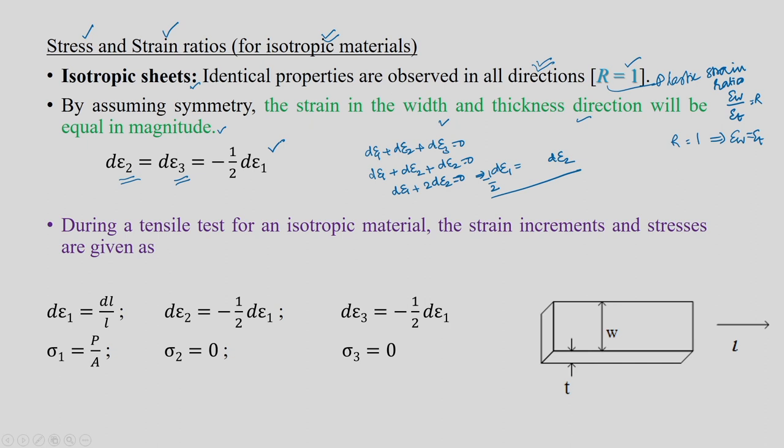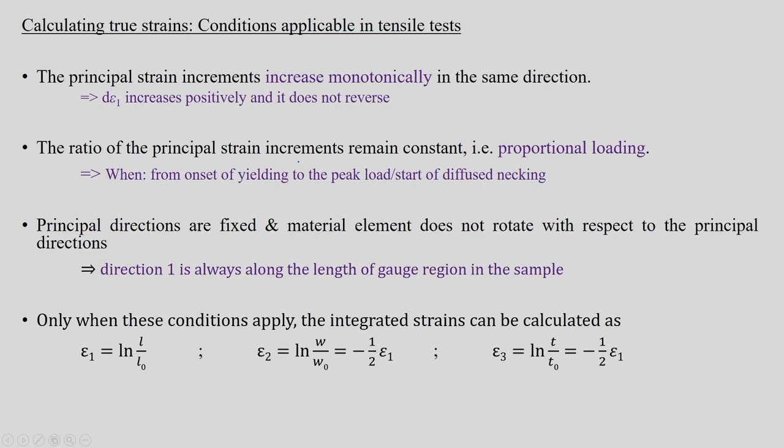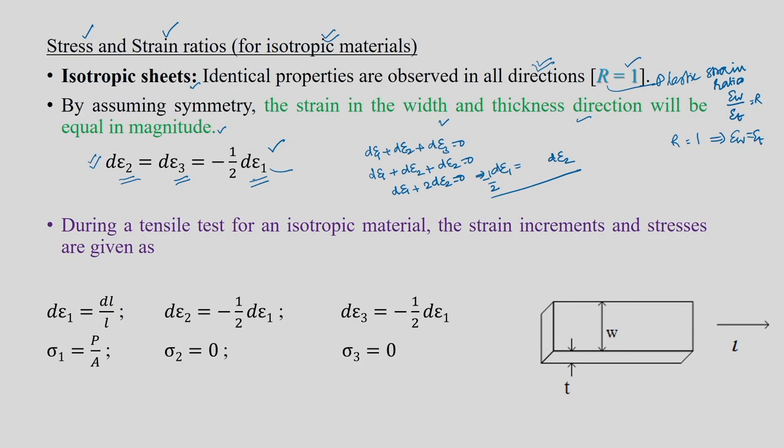What is the meaning of this? For an isotropic material or isotropic sheet, it could be aluminum or steel sheet, whatever, if you assume it to be isotropic in nature, then the principal strain increments are related in this fashion, if you have uniaxial type of deformation. If you know d epsilon 1, which as per a previous definition is dl by l, you can multiply it by half and put a minus sign, and these two strains can be calculated without knowing the new thickness and new width. Without that, this relationship will be able to identify what changes we have in the principal strain increments with respect to one of the strain increments.